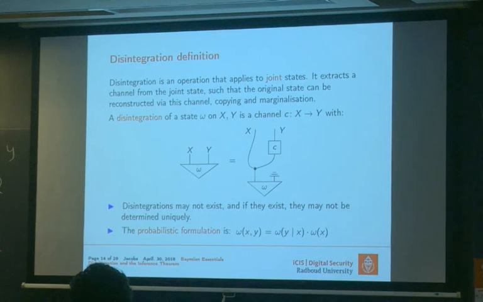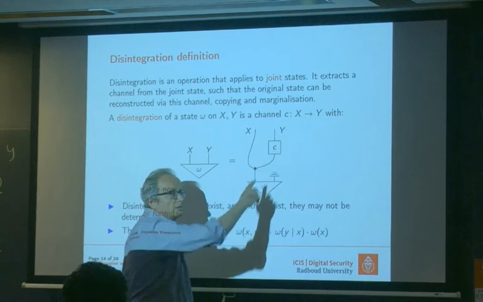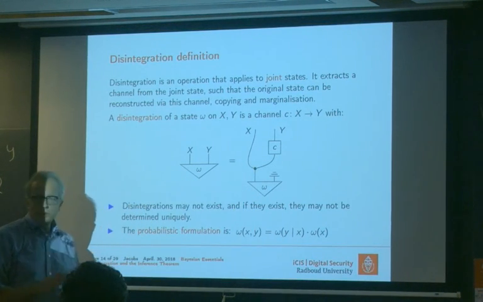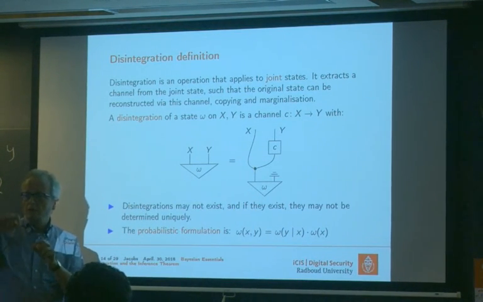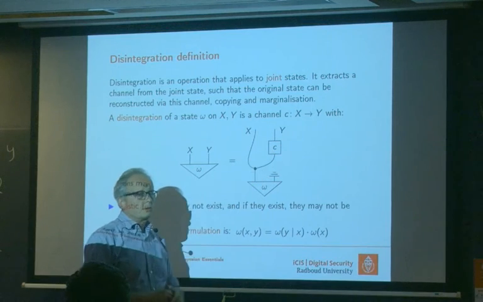Now, why is that a very basic operation? At the end of his talk, Fabio sketched that a Bayesian network can be described either as a joint state or as a graph. Now, disintegration is the way to extract a graph from a joint state. If you have a joint state with many pins, disintegration is the way to get the graph structure.